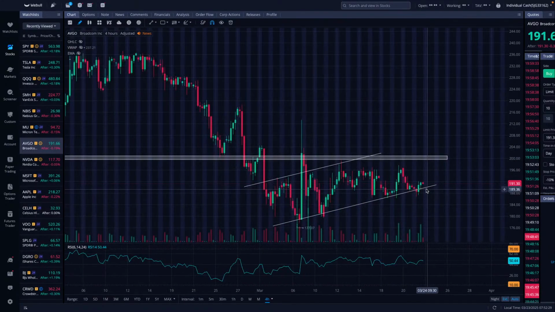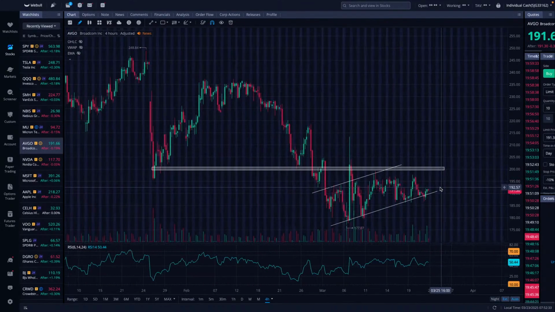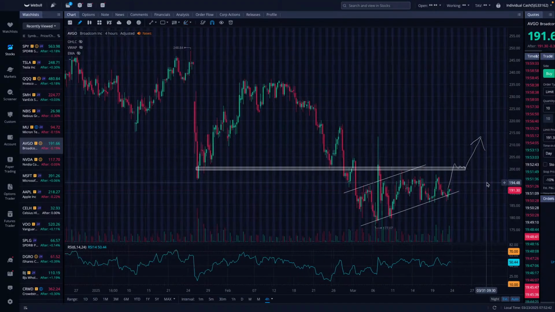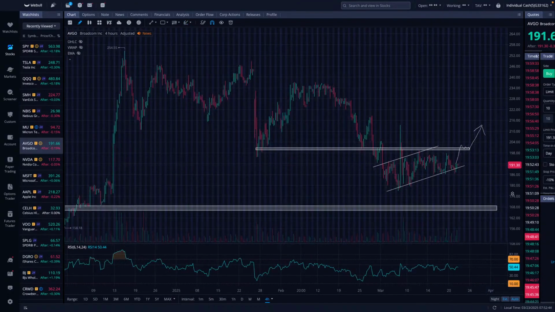So we just need to wait and see, is the market going to continue being soft and start selling off, or are we going to finally get above? AVGO needs to get above that level. It's got to get above $200 per share and then push back up. That's what we're looking for. But if it doesn't, it's bearish in the near term.